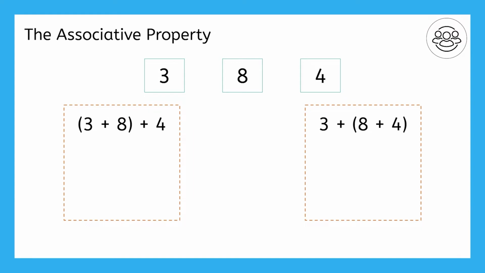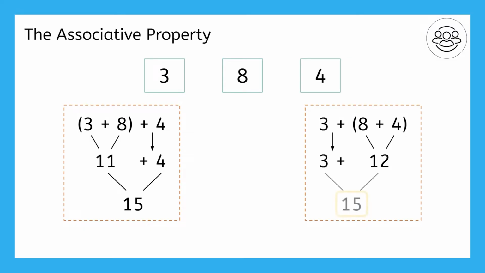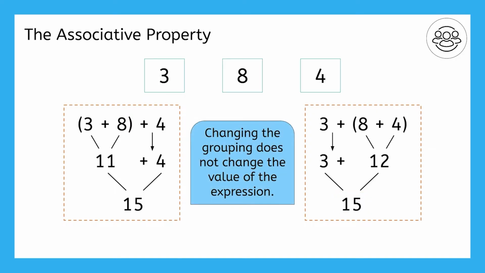All right, let's check it out. In the first expression, we add 3 and 8 first since they're in parentheses and get 11. Then we add 4 to that to get 15. In the second expression, we add 8 and 4 first to get 12, plus 3 also gives us 15. Changing the grouping doesn't change the value of the expression.